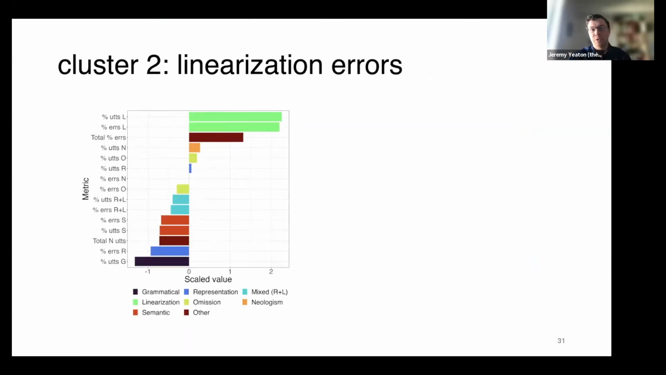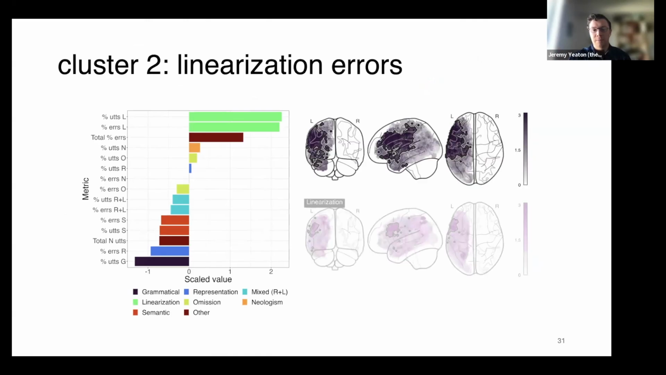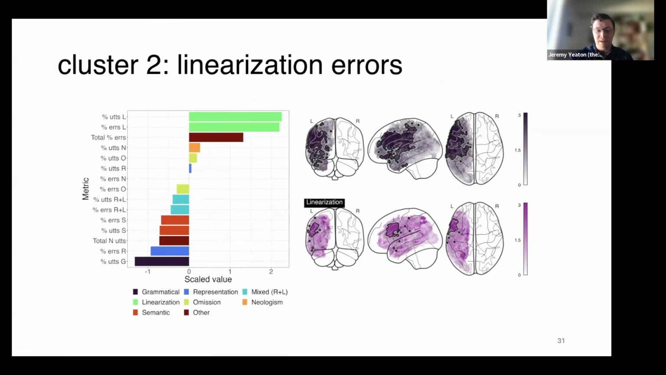If we look at cluster 2, which is predominantly linearization errors, we see this very large frontal and parietal lesion, which matches up well with our linearization lesion. So great. Seems like this is a sane thing that's happening here.